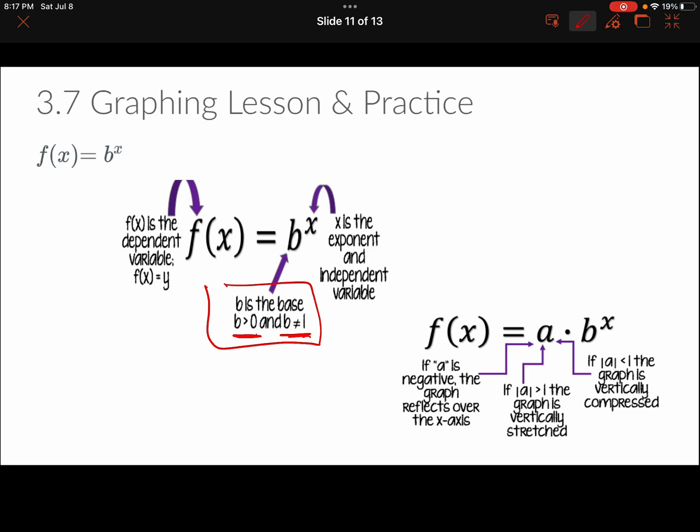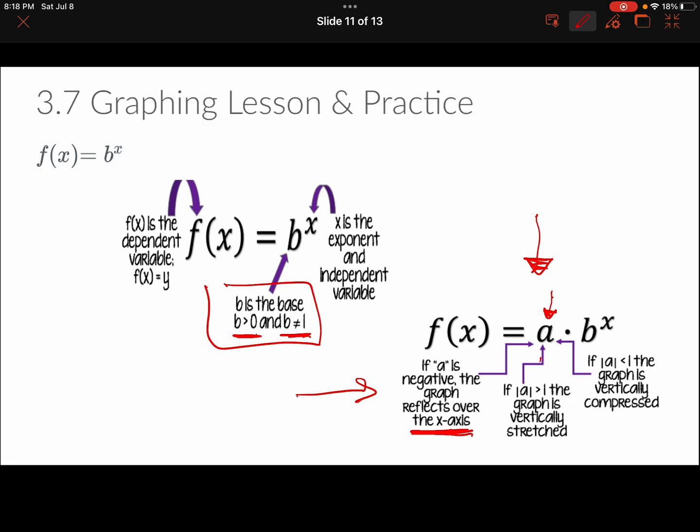So when you plug in 1, you would have something to the first power. When you plug in 2, it'd be squared. When you plug in 3, it'd be cubed. So instead of changing the base, we're changing the exponent. And then this right here is the rules that you need to know about transforming items. Okay? And this is exactly what I'd be writing down. If this number in front of the b to the x is a negative, then you have a reflection over the x-axis.